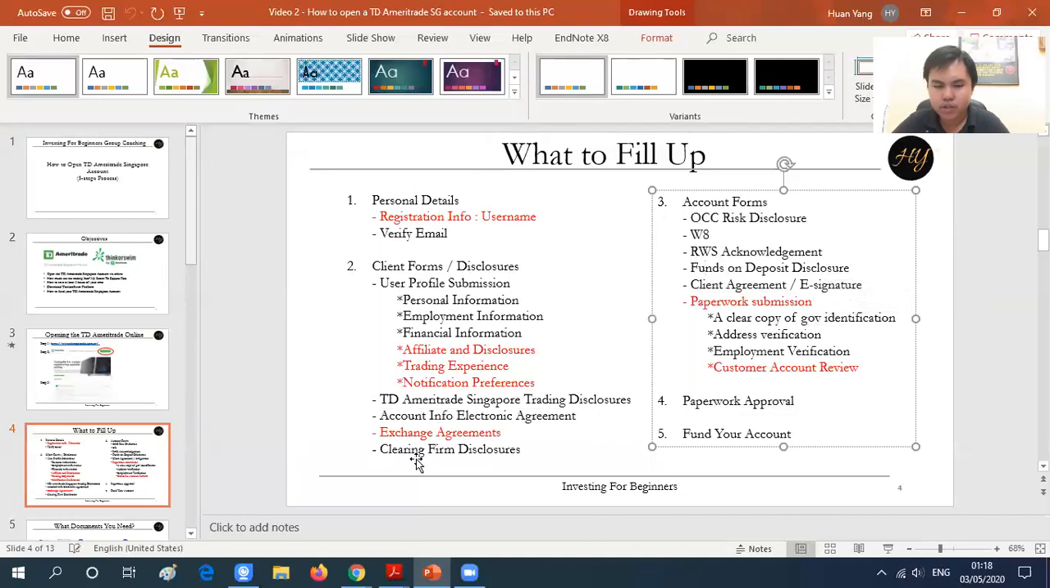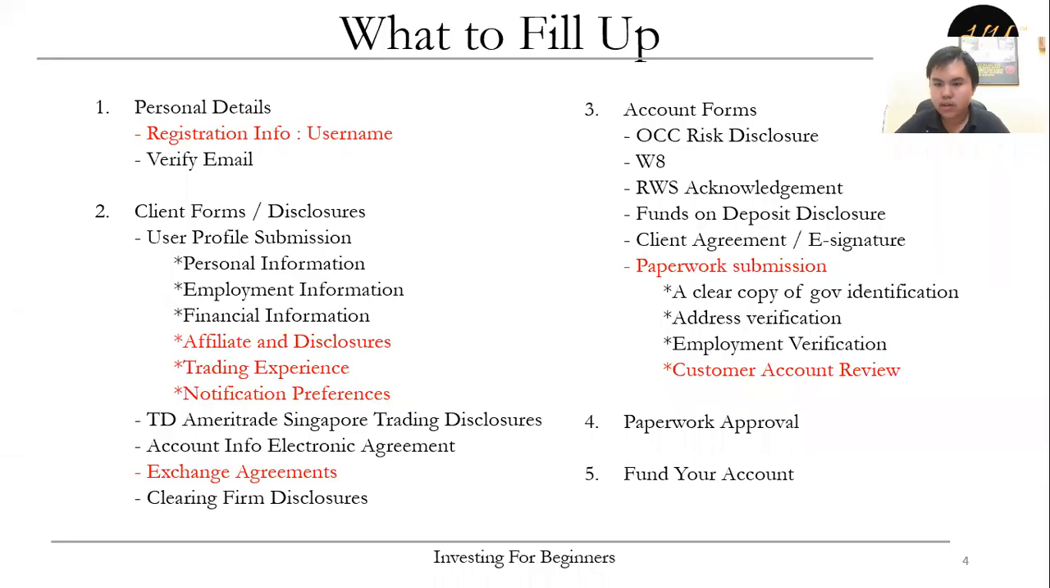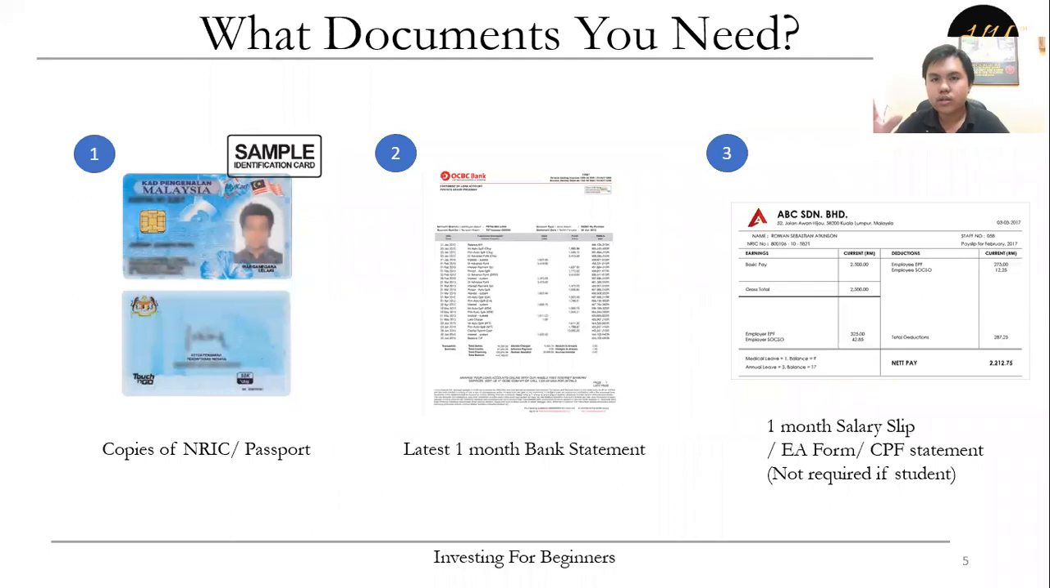And then the paperwork submission. Let me go through this a little bit. Let me set up my slides. So what are the documents that you actually really need, especially for this document submission? Similar to the previous Malaysian account opening, you need, number one, copies of your NRIC, front and back, on one page. And secondly, your bank statement.